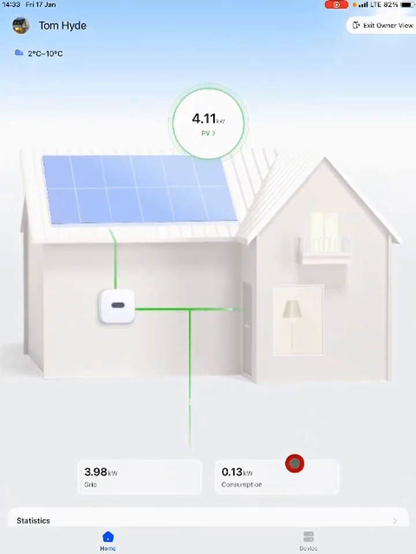That completes the explanation of the first page real time. We'll now go on to the second page and I'll explain the historic values for you.